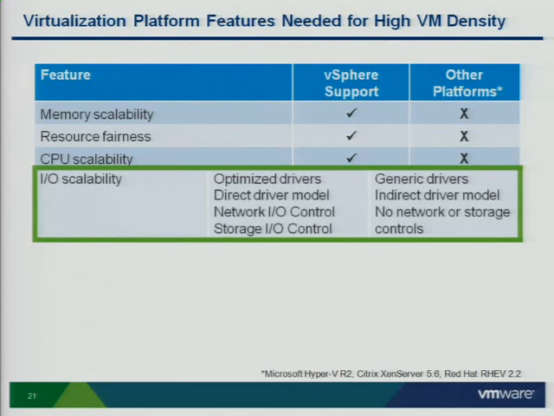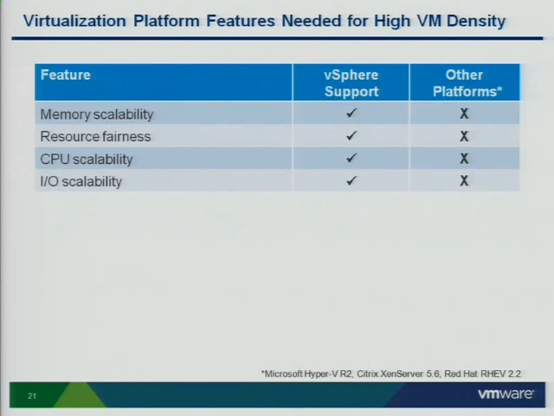And we found that that approach, an indirect driver model approach, tends to bottleneck I/O in comparative testing that we've done. We also let you specify storage and network bandwidth that you want to allocate to particular VMs or particular workloads on those VMs with our new storage and network I/O control features in our 4.1 release that just came out.